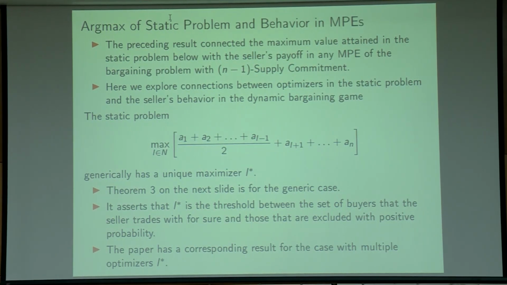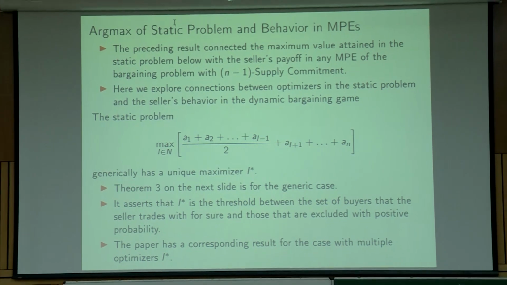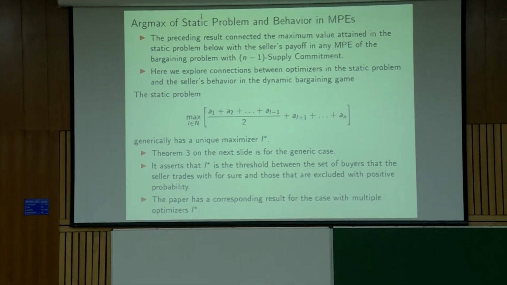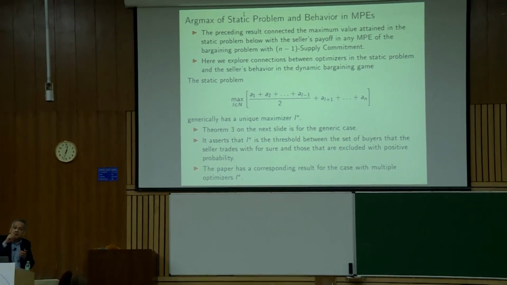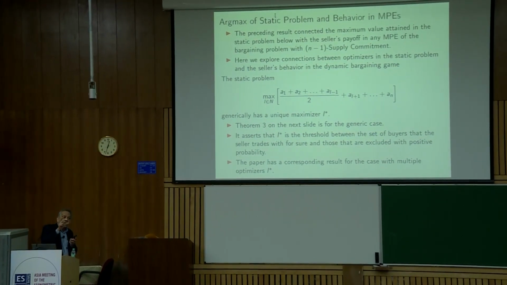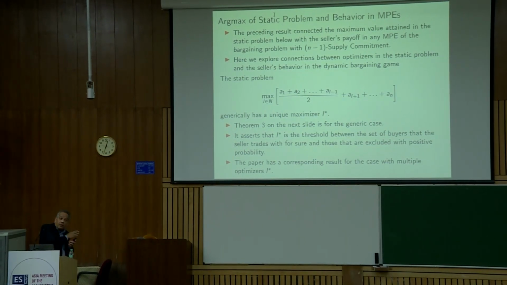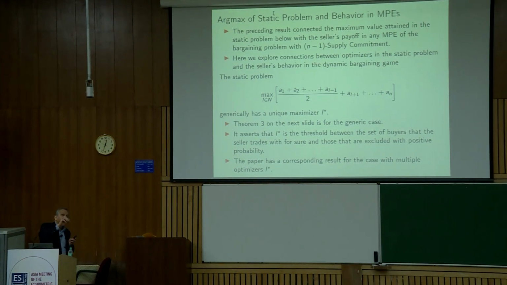So all this stuff was about payoffs. It's not about behavior in terms of who the seller goes to. Okay, so you might conjecture that in the n-1 supply commitment, in analogy with the case of 2 buyers and 1 unit for sale, that the seller sells to the top n-1 valuations with probability 1 in the limit. Okay, that would be a natural conjecture. That actually is not true, as we've seen in the example.